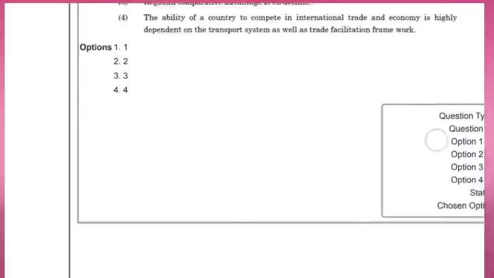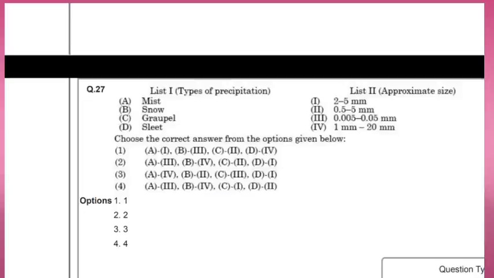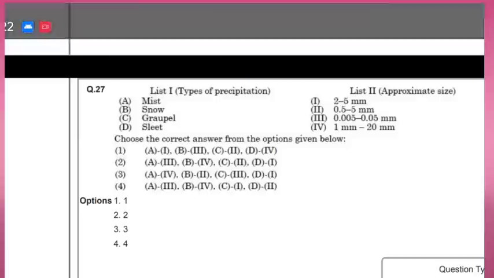And next question: match mist, snow, gravels and split. Option A, mist is basically 0.005 to 0.05; B, snow is basically 1 mm to 20 mm; and C, 2 to 5. So definitely the right answer is 4.